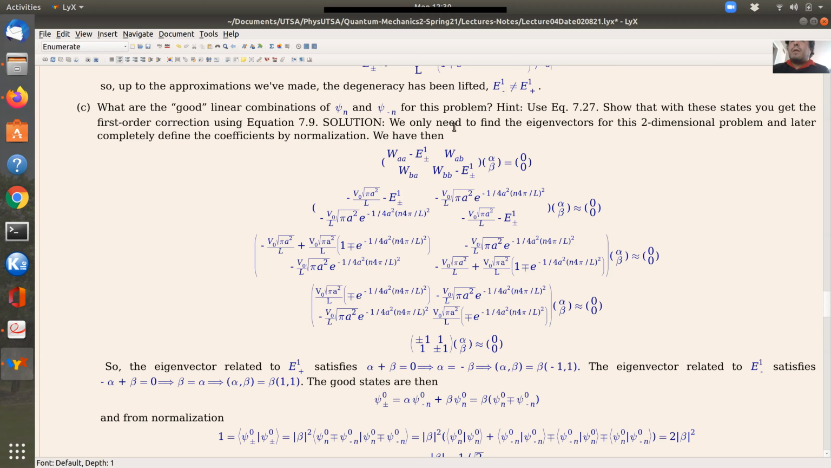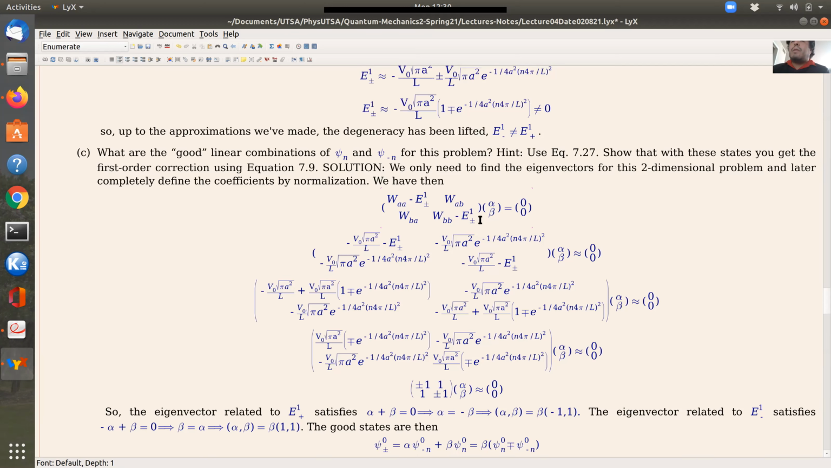So, to find the good states, we need to solve the eigenvalue problem. We can do it in two ways. In fact, part D, which is the next part of this full exercise, will be done by identifying a symmetry operator. In this case, we're going to do the eigenvalue solution. So we only need to find the eigenvectors for this two-dimensional problem. So basically, we will work with a 2 by 2 matrix. And then again, later we'll completely define the coefficients by normalization.